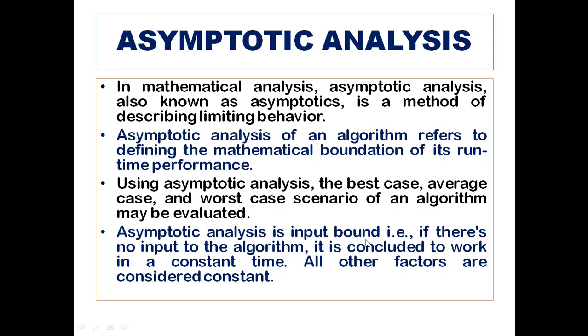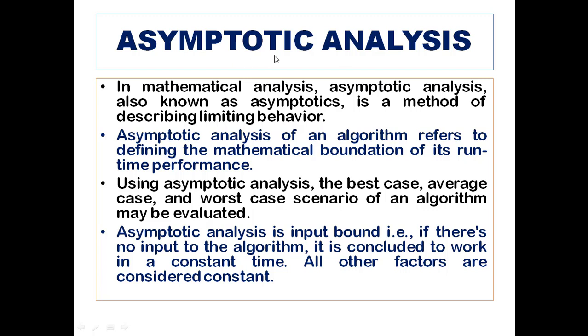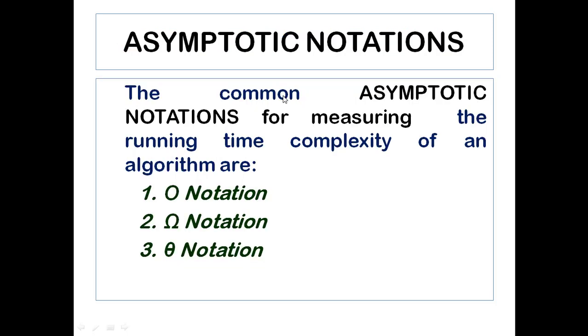Now coming to the different asymptotic notations. I hope this technical term, asymptotic analysis, is clear to you, where we try to find the limiting behavior of that function. Now, we do have different notations for this asymptotic analysis. The common notations for measuring the running time complexity of an algorithm are big O notation, which is pronounced as big O, then big omega notation, then big theta notation. So first one is big O, second one is big omega, and third one is big theta notation.